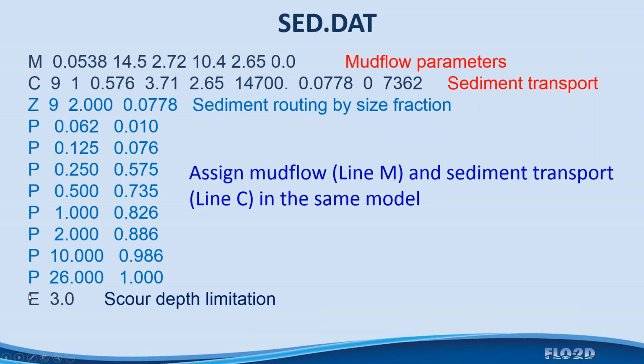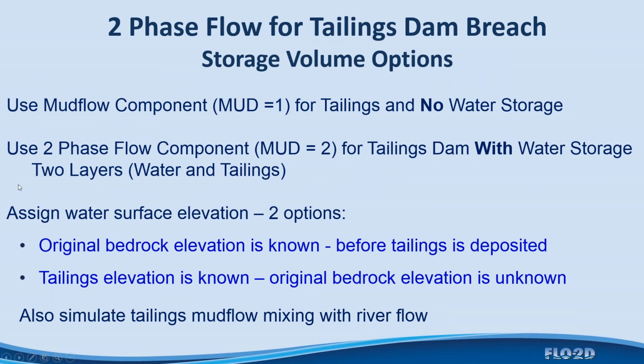And then you can add a scour depth limitation, which may be necessary if you contact the bed with the fluid layer. And some of these equations will scour like crazy if they get a chance. So you might want to limit it to 10 feet or something like that so that you can control it a little bit.